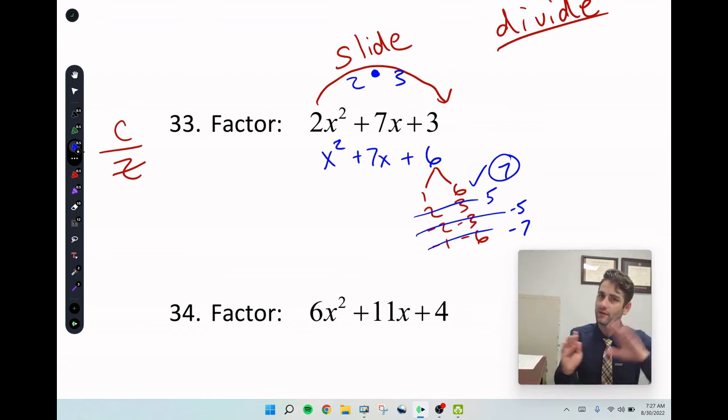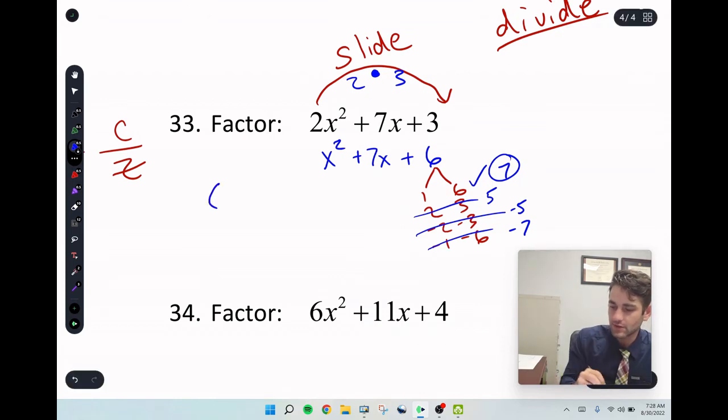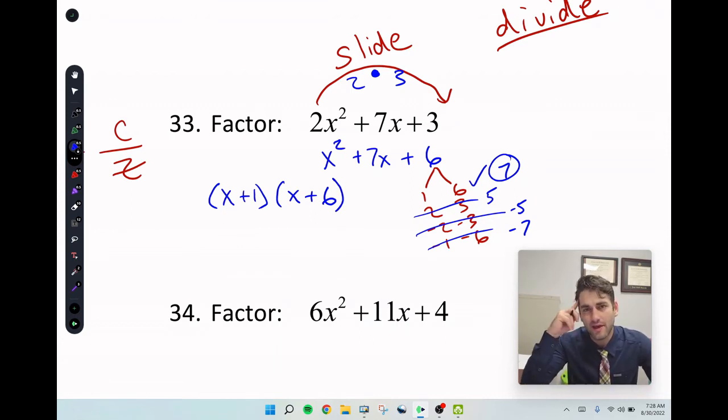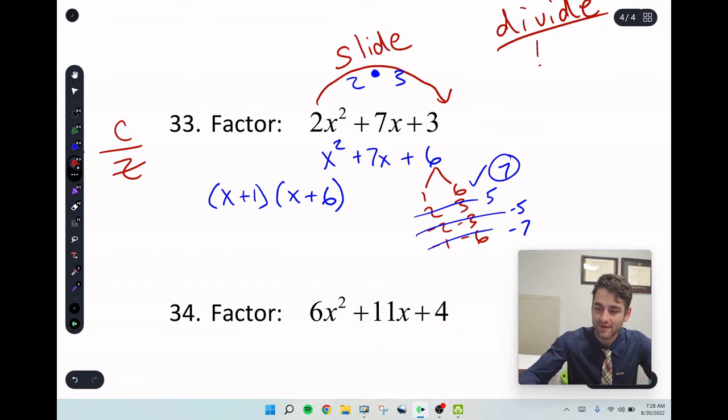Now we have this divide. We have the slide and then the divide, but it's important to know we're almost done with that factor step. So we're going to write x plus 1, x plus 6, right? But we did this thing at the beginning that we can't ignore. So it's not okay to end there. If you were to box method that, it wouldn't give you 2x squared plus 7x plus 3. It'd give you x squared plus 7x plus 6. So we got to do something else. That's where the divide comes in. This is the divide step.